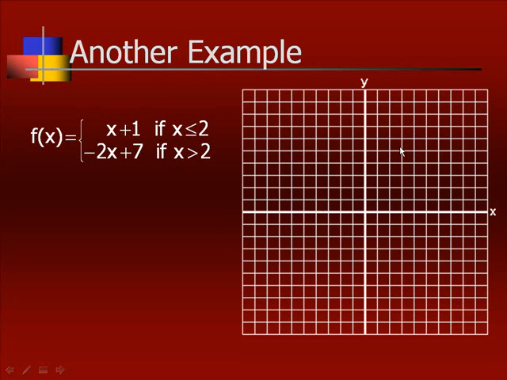Another example, x plus 1 if x is less than or equal to 2, and negative 2x plus 7 if x is greater than 2. So x plus 1 means the y-intercept is 1. Slope is 1, which means up 1 over 1, up 1 over 1.